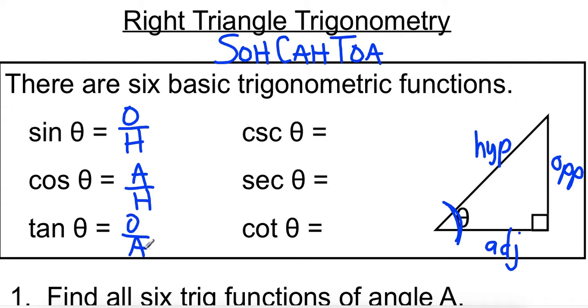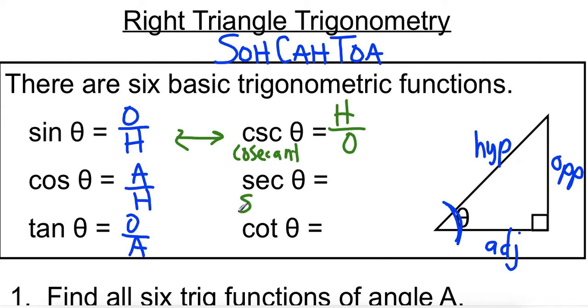Okay, and that's from SOHCAHTOA. The other 3 trig functions, we call them cofunctions, because sine and cosecant go together. This is cosecant if you write it all out. Sine and cosecant are reciprocals of each other. So I don't learn a new method for remembering cosecant. I just remember that it's the reciprocal of sine, so it's going to be hypotenuse over opposite.